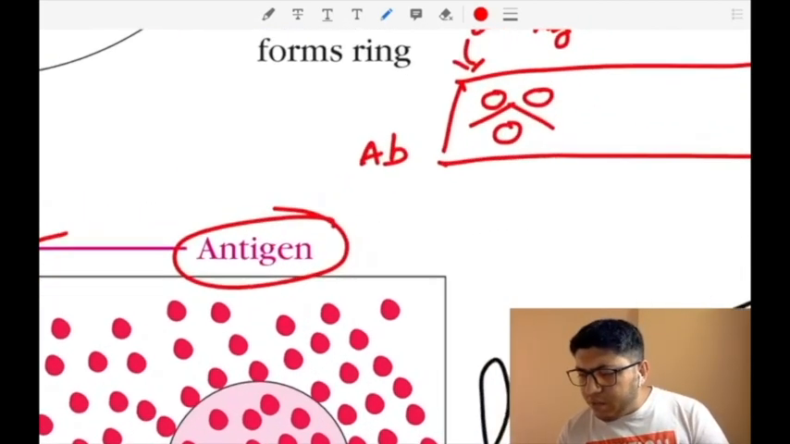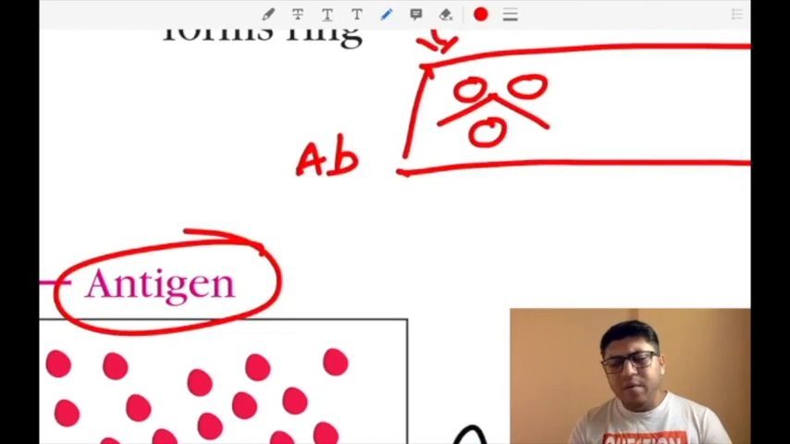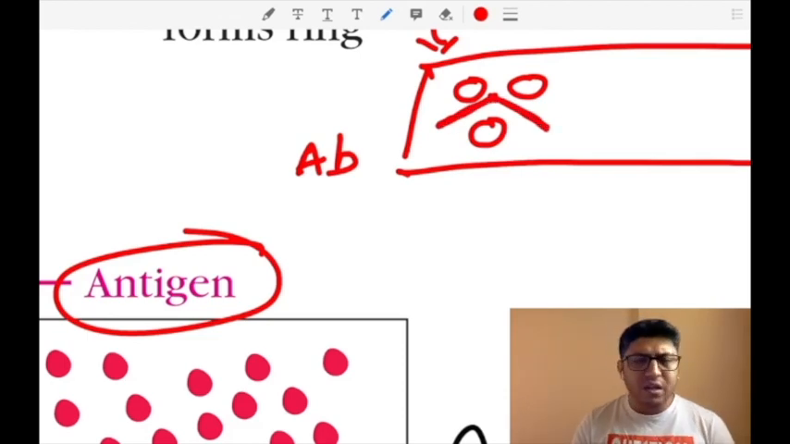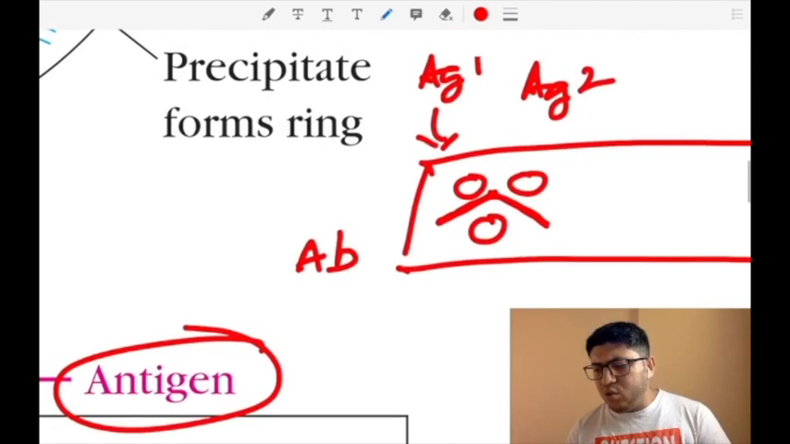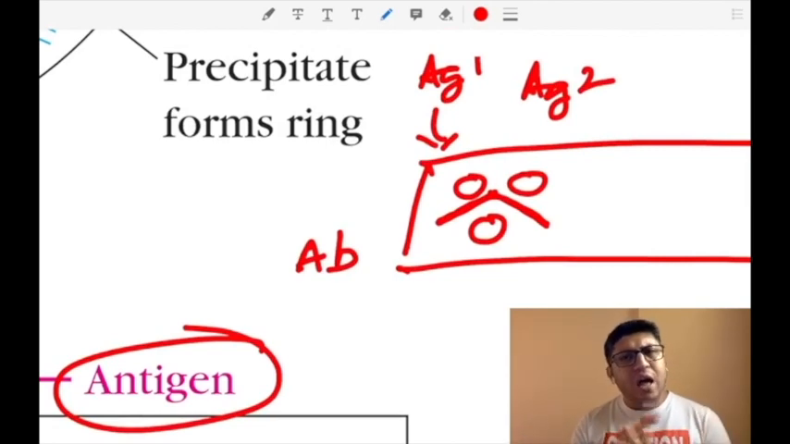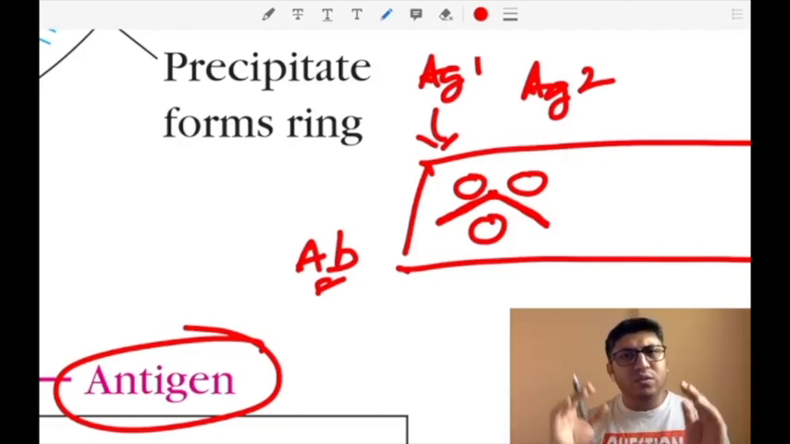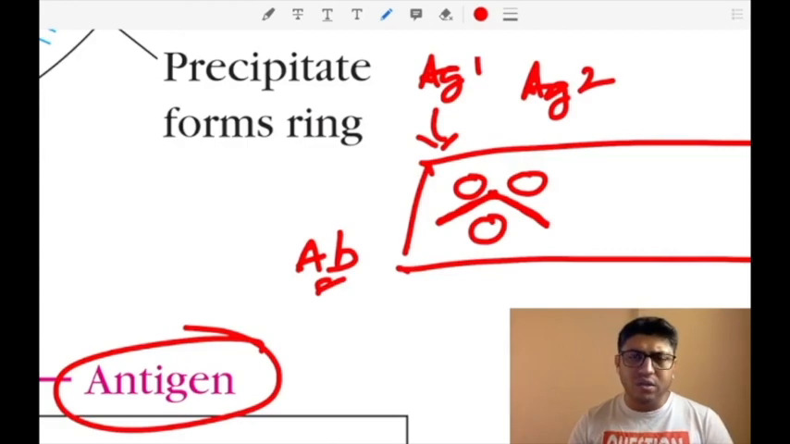If you observed carefully, you can see there is an overlapping of the precipitin line. Here you can see there's a continuity of the precipitin line. What does it mean? It means that these two antigens share identical epitopes. The antibody identifies both epitopes as identical, and they develop the same precipitin line at the same region, that is, the zone of equivalence.